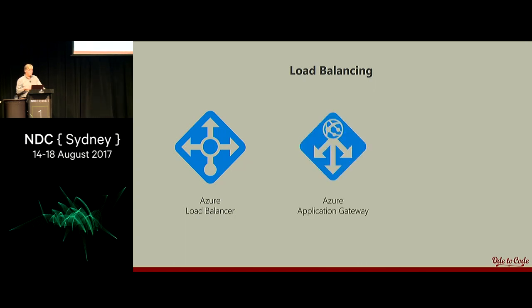Another load balancer that is in Azure is the Azure Application Gateway. This is an application layer, layer 7, so it understands protocols like HTTP, HTTPS, and WebSockets. So it's a slightly more sophisticated, you could say, load balancer.